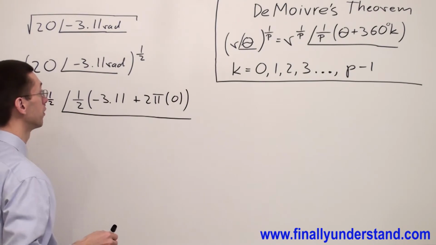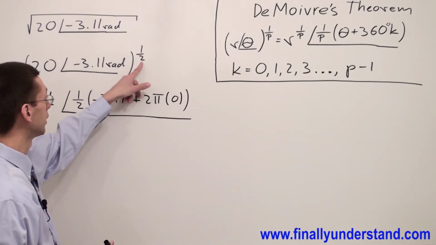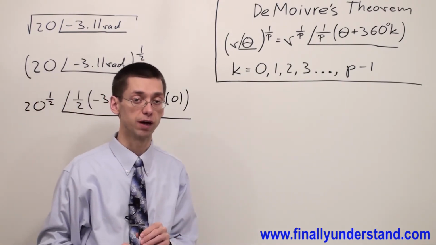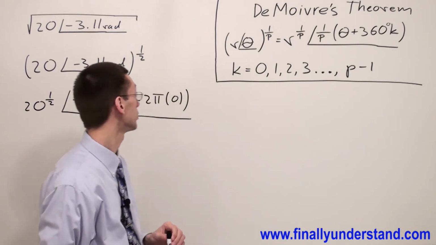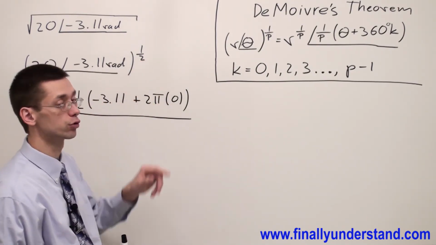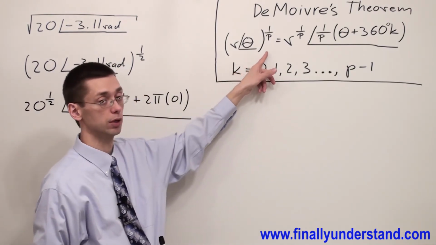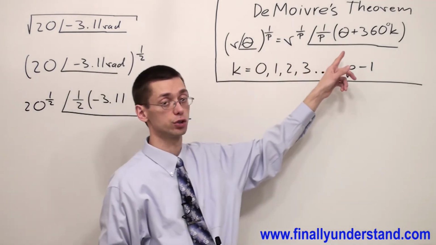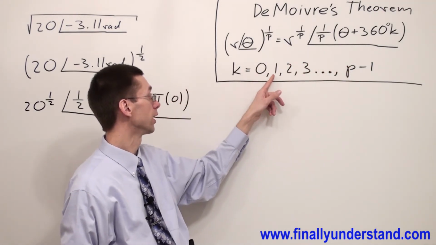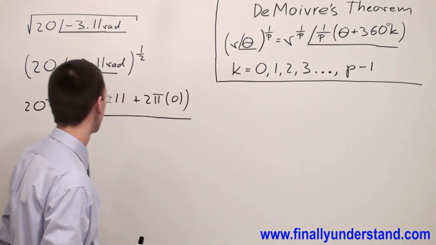Remember, we are going to have 2 roots, okay? And if you want to find the maximum value of k which we're supposed to use, simply subtract 1 from the denominator. So 2 minus 1 gives you 1. So we have to solve this formula, but instead of 360, you're supposed to use 2 pi for 2 values of k, 0 and 1, because the maximum value of k is equal to 1.